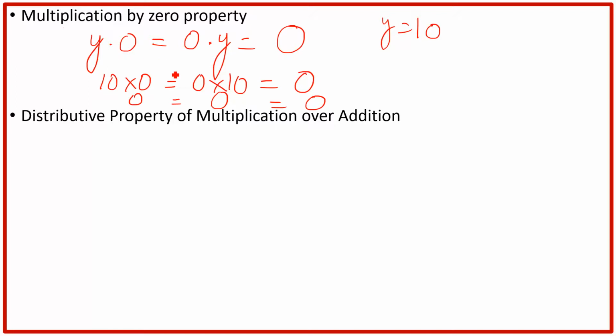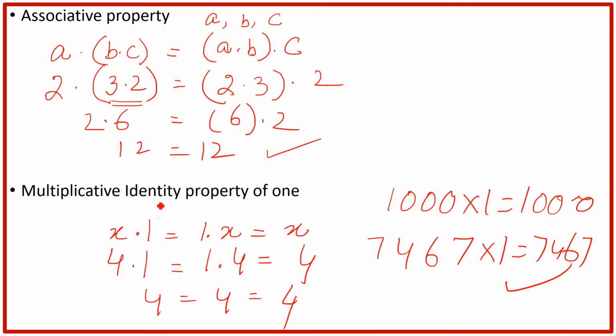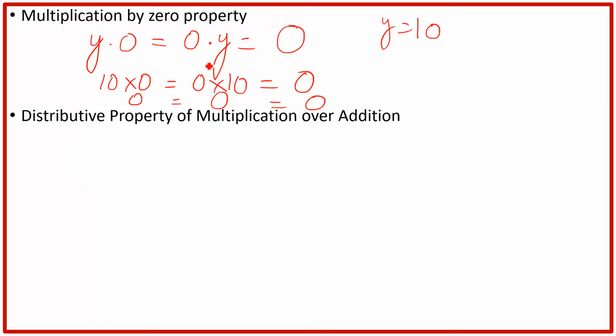If we multiply by 1, which is called the multiplicative identity property of 1, we get the same number. But when we multiply by 0, whatever whole number you have, it will convert to 0.